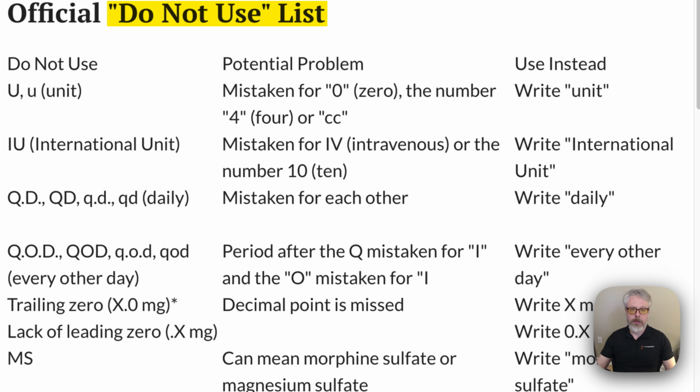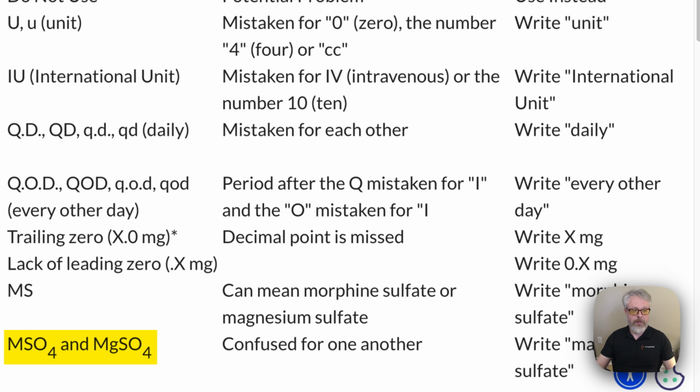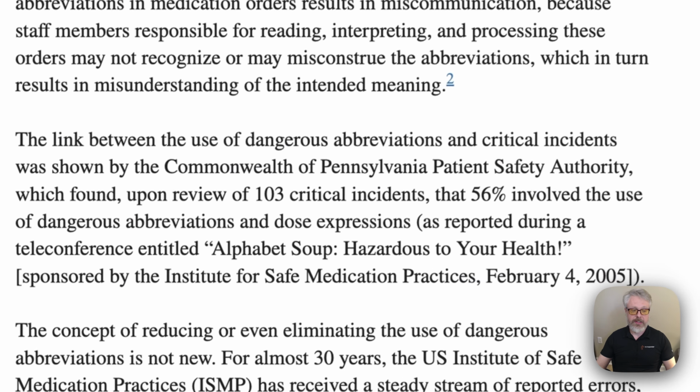For instance, you don't want to use the abbreviation IU for international unit because that could be misinterpreted as IV, short for intravenous, and vice versa. You don't want to write MSSO4 because that could be confused with MgSO4. Those are two very different things. One's morphine, one's magnesium sulfate. And this is a very serious issue.